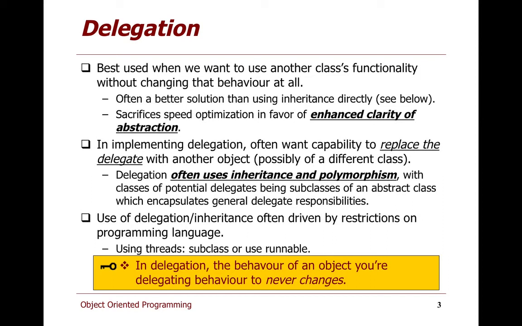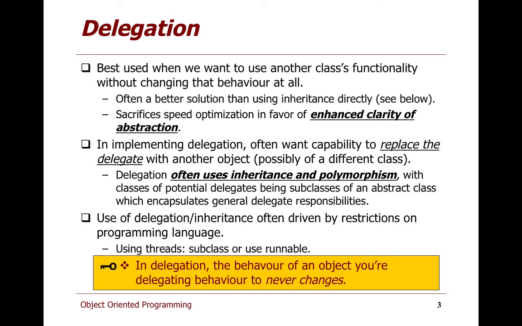Okay, and we'll see as we go on that inheritance is actually a logical consequence of abstraction. Composition really arises through delegation. So it's only natural that these ideas themselves become intertwined later on. The use of delegation through inheritance often is driven by restrictions on a programming language, using threads, subclasses, or using Runnable, i.e. extend Thread, or implement the Runnable interface.